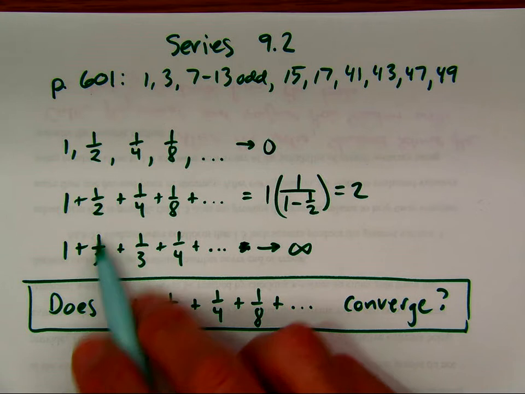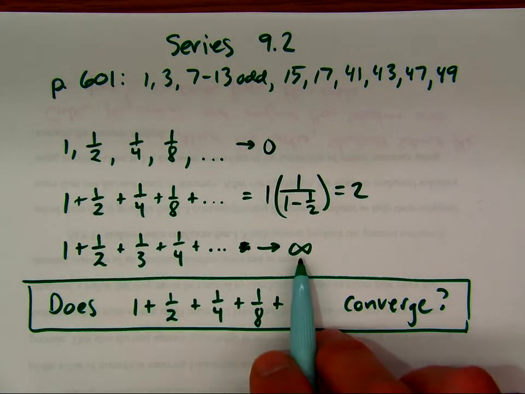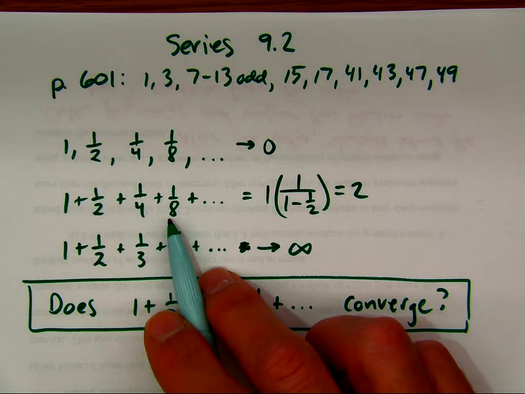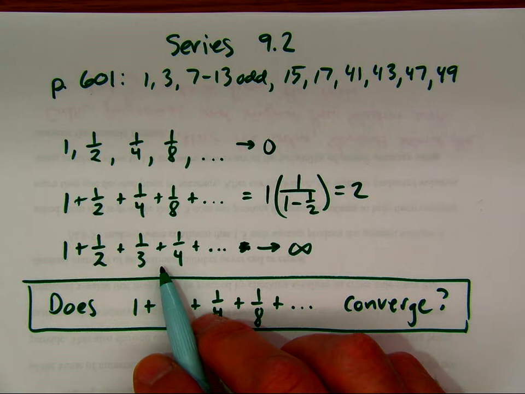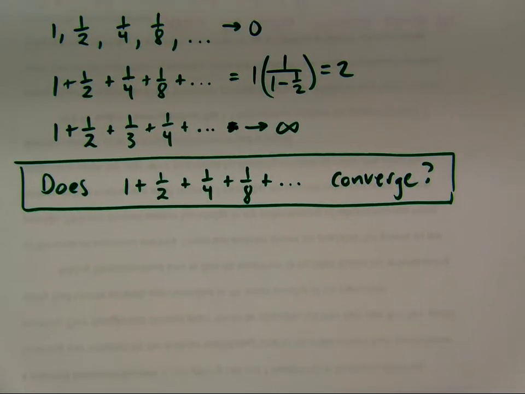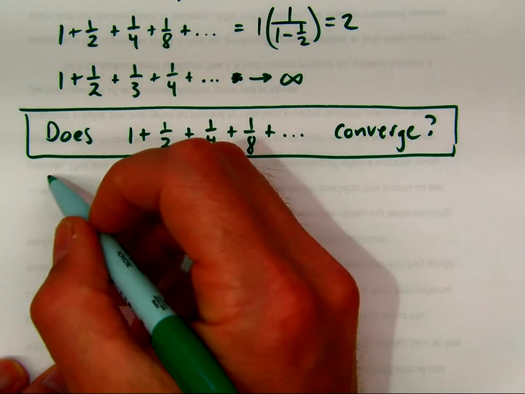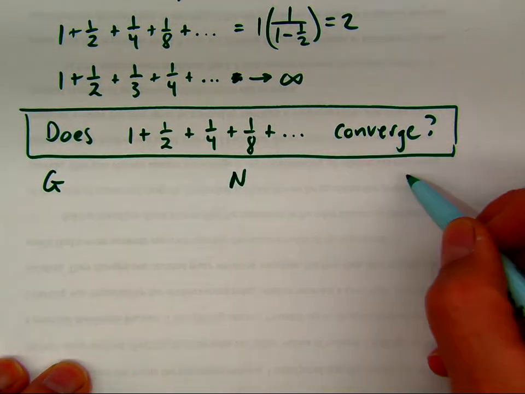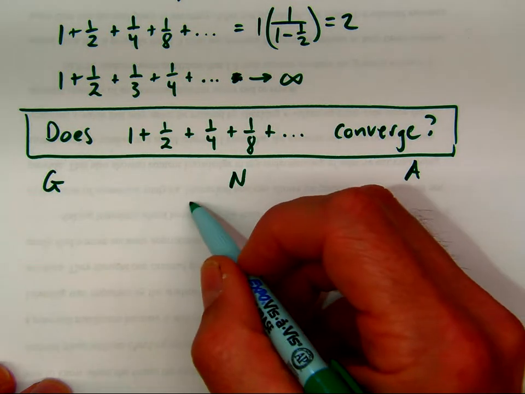So we have just a slight difference in how they're progressing, and it turns out this one, when we add them all up, equals infinity, but something that looks pretty similar to it only adds up to 2. And that's called the harmonic series. So let's analyze this series. Graphic, numeric, and analytic.